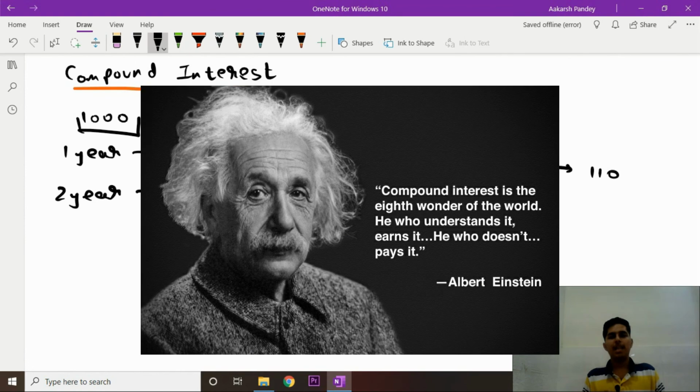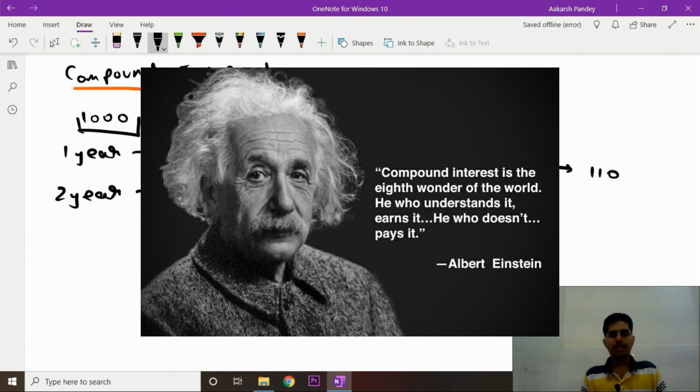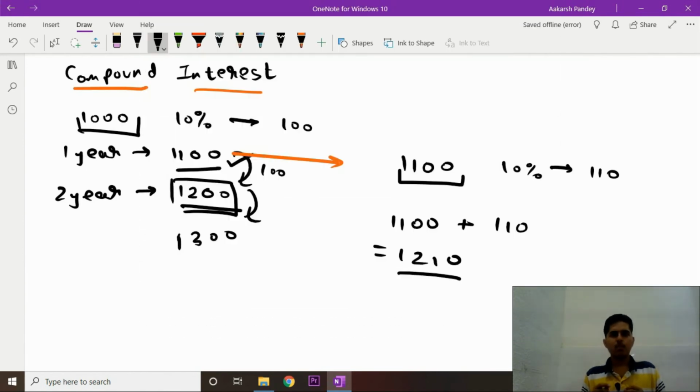This is why Albert Einstein stated that compound interest is the eighth wonder. Eighth wonder, guys. Why did he call it so? Because this is exponential growth. Compound interest works on exponential growth. What is exponential growth now?